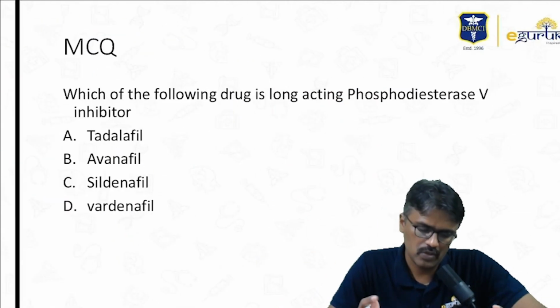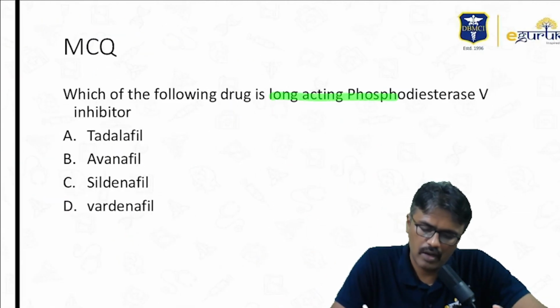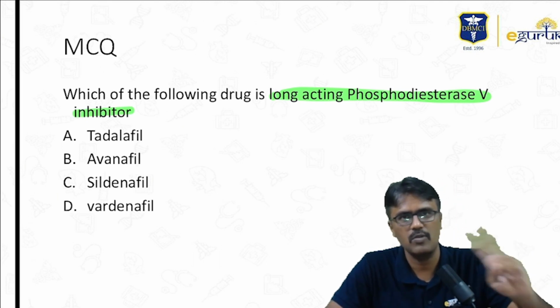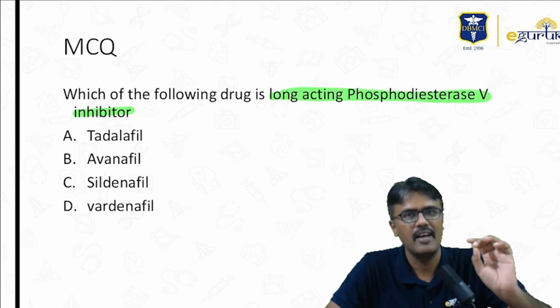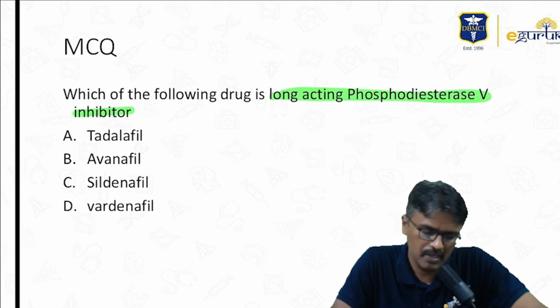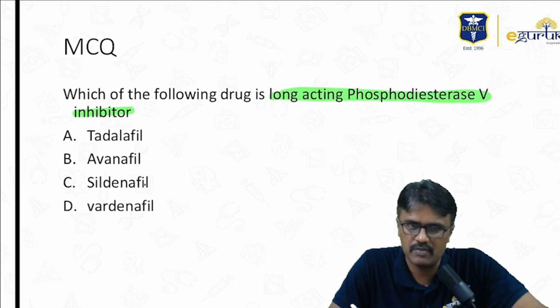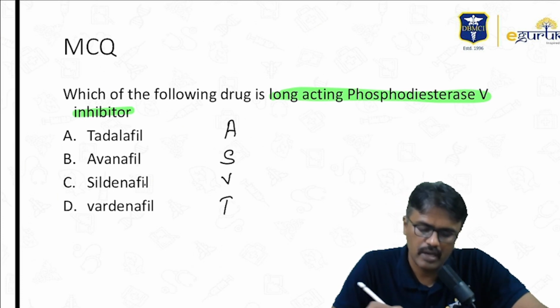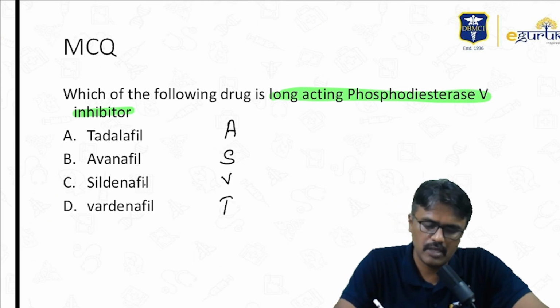Now moving on to this question, which of the following drugs is a long-acting phosphodiesterase 5 inhibitor? You know that phosphodiesterase inhibitors are used in two conditions. One is erectile dysfunction and one more is pulmonary hypertension. Now all are tadalafil, avanafil, sildenafil, vardenafil, all are phosphodiesterase inhibitors. So I always teach the students to write it as ASVT. You remember PSVT? Similarly, you remember it as ASVT.